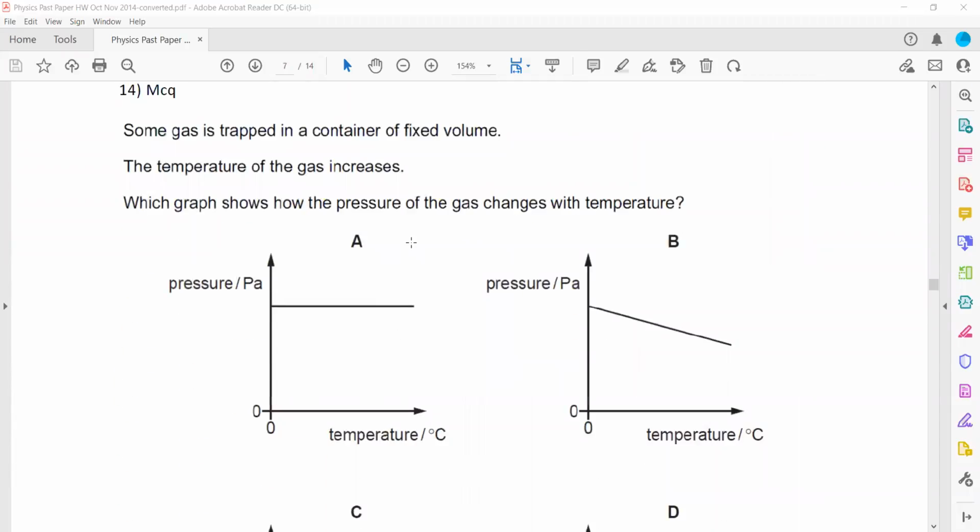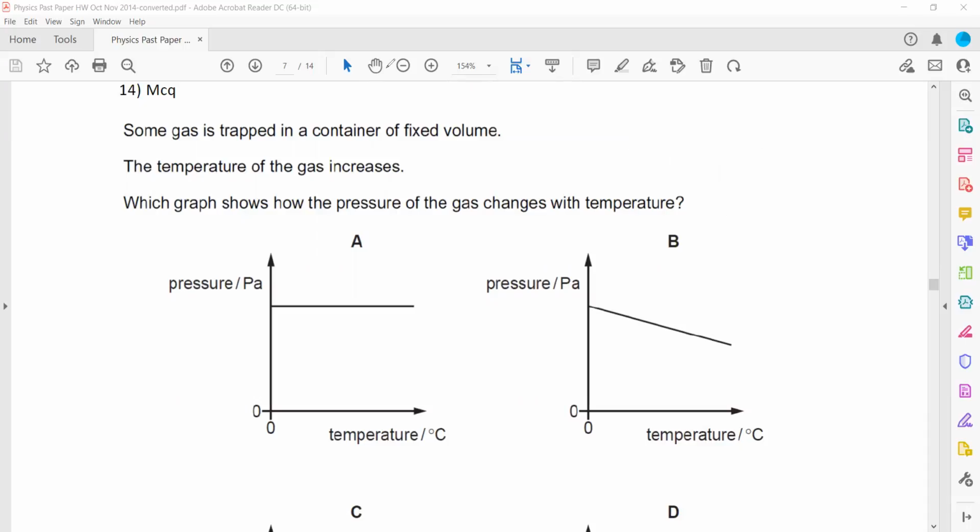And some gas is trapped in a container which has a fixed volume. So here we have a container which cannot change its volume, and it has particles, and we increase the temperature. When we increase the temperature and supply heat energy, the particles will move faster and hit the wall harder. So as a result, when the particles hit the wall harder, the pressure will also increase.